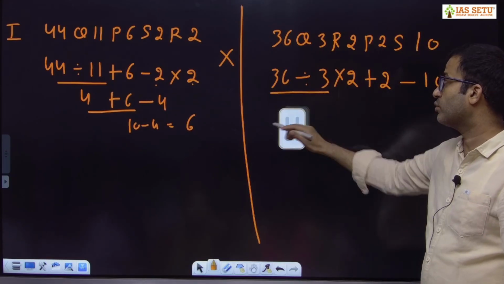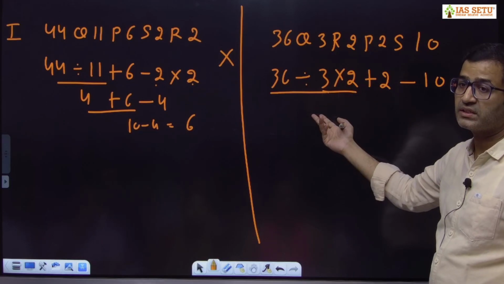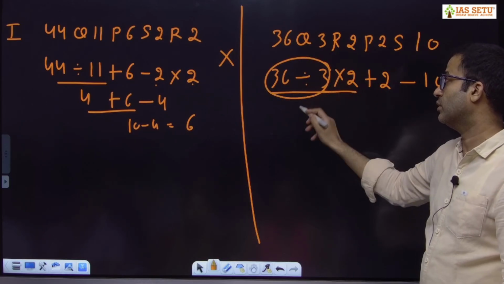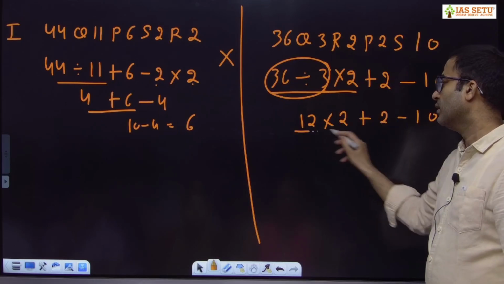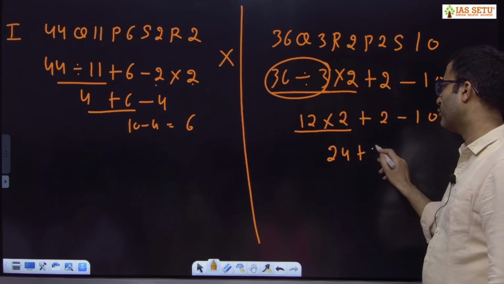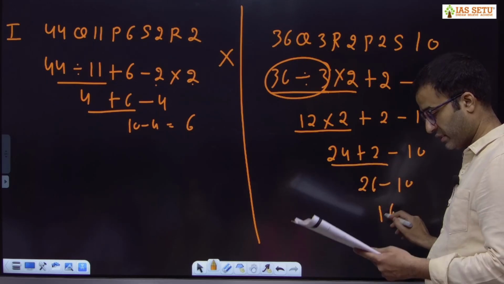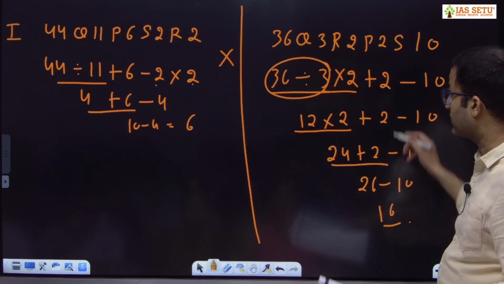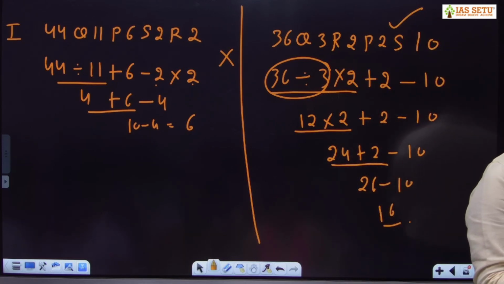Look, now in this, if someone multiplies first, a different answer comes, 6. 36 divided by 6 makes 6. So first there will be division, 12 into 2 plus 2 minus 10. Then multiplication, 24 plus 2 minus 10. It is 26 minus 10. We get 16 and it is given 16. Yes, statement 2 is correct. Okay. Now this is your homework.